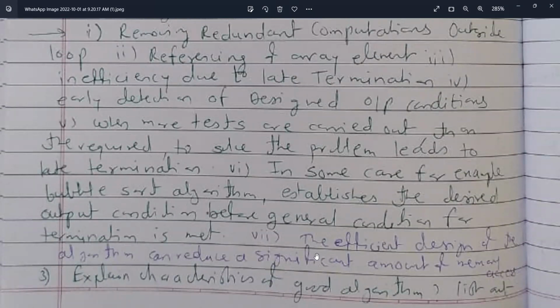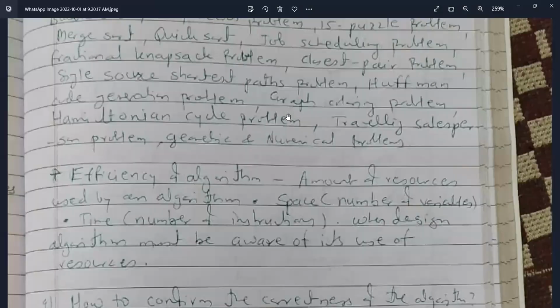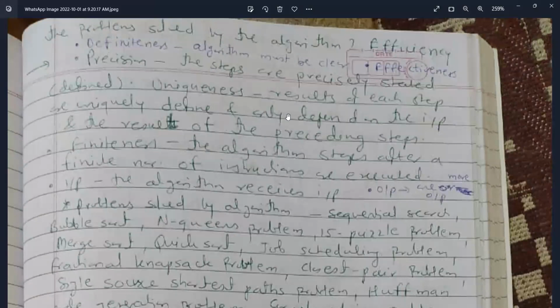Next question, explain characteristics of good algorithm. List the problems solved by the algorithm and define efficiency. Good characteristics of algorithm are definiteness. Algorithm must be clear, effectiveness, precision. The steps are precisely stated, defined.